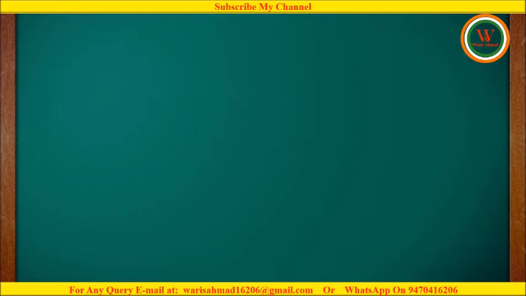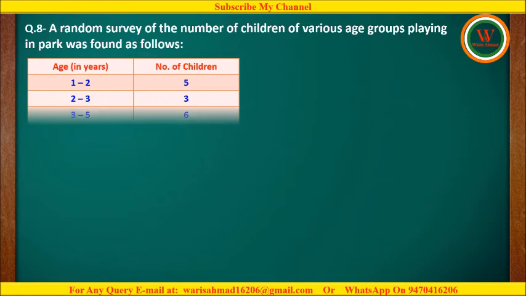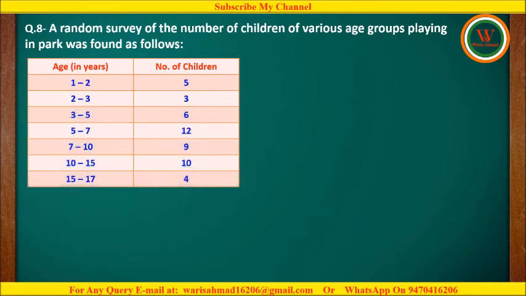Now let us consider question number 8 of the same exercise. A random survey of the number of children of various age groups playing in a park was found as follows. The data is given as follows: age in years and number of children. 1 to 2, 5. 2 to 3, number of children is 3. 3 to 5, number of children is 6. 5 to 7, number of children is 12. 7 to 10, number of children is 9. 10 to 15, number of children is 10. And 15 to 17, number of children 4.